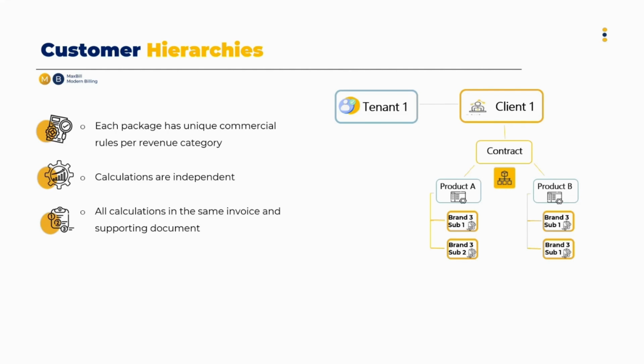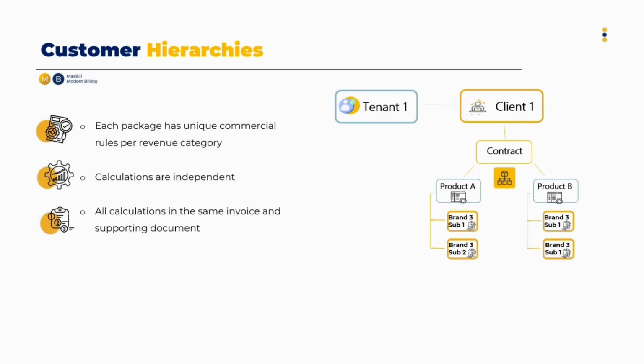The important point here is, each package or product within the contract can have its own unique commercial rules. That means different revenue share percentages, different tier logic, different minimum guarantees, different bonus treatment. Even though everything belongs to the same client and contract, the calculations are independent at the product level. So each revenue category is processed separately according to its own configuration.